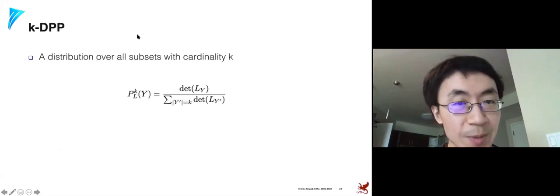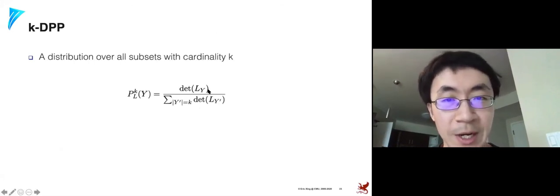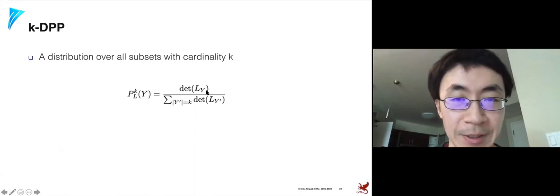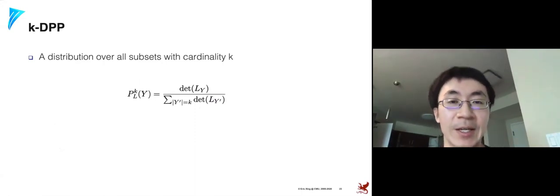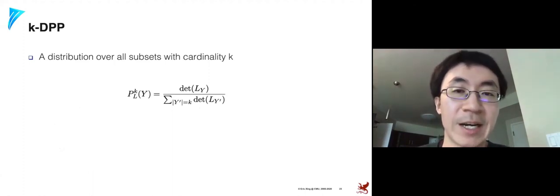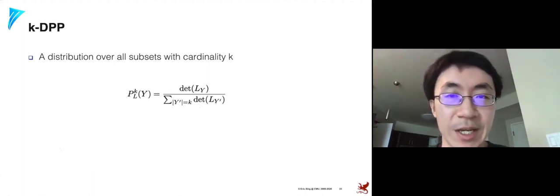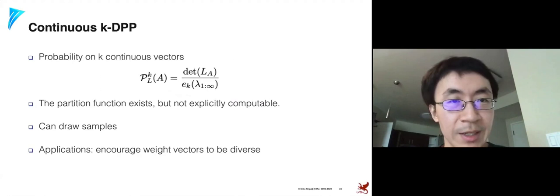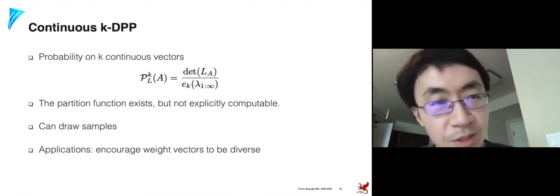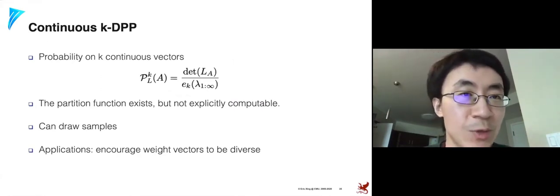So for this DPP, we are still talking about distributions over discrete sets, right? Given n items, we take a subset which has k items, then define a probability over the k items, which is discrete. In other applications, the items are actually continuous.